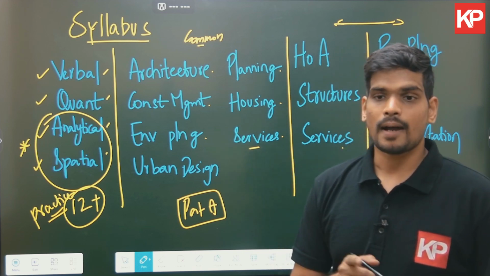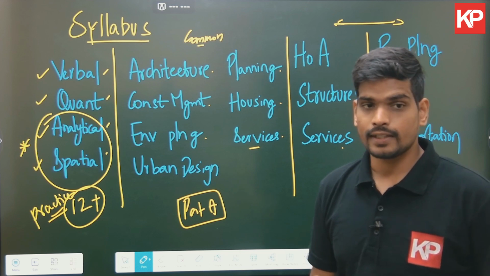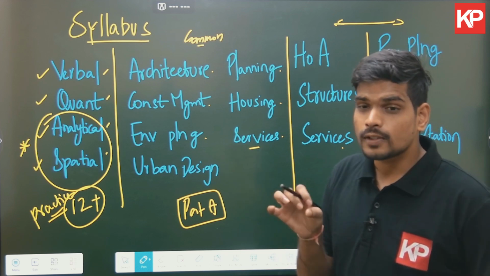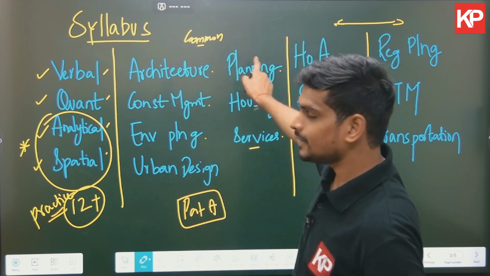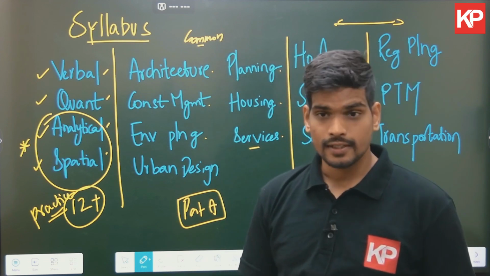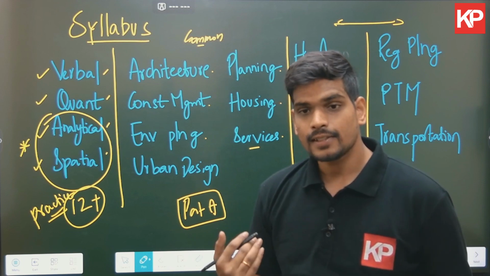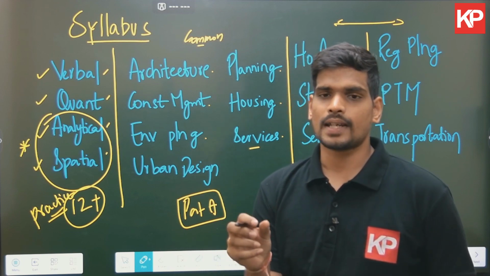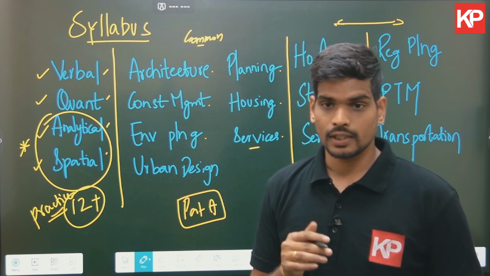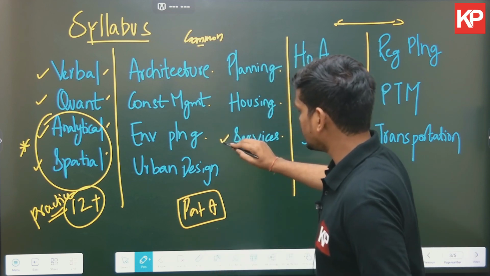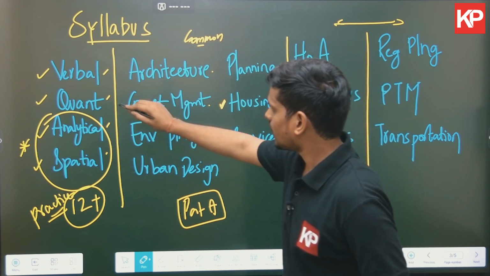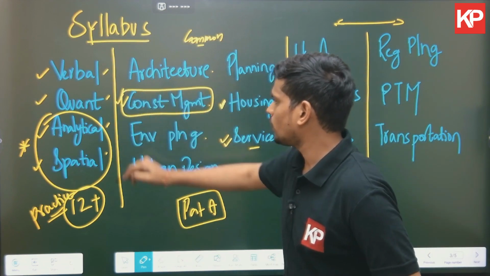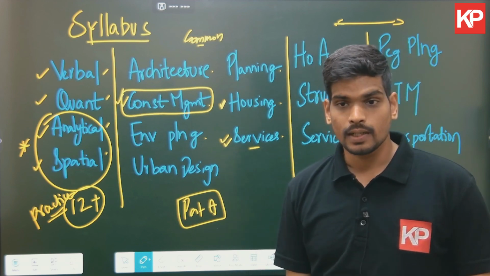If you observe the past 2 papers, that is GATE 2023 and also GATE 2022, numerical questions are concentrated on few topics. So if you analyze the syllabus, all these are also important to strategize your preparation. In the common part, there are very few subjects which are numerically strong or numerically important. Example: services, housing, construction management and estimation. Construction management and estimation is very crucial from a numerical point of view.